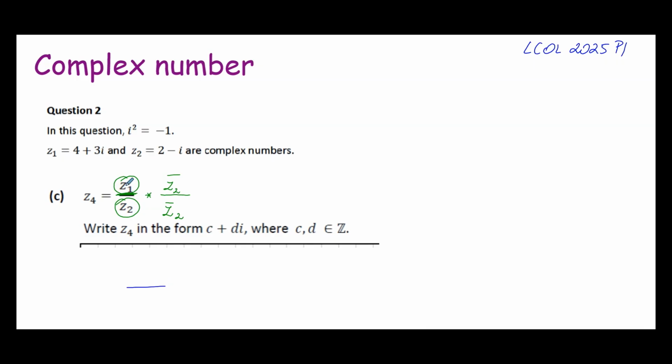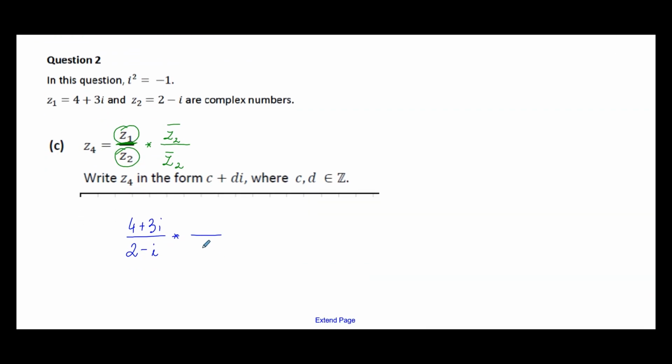On top of the fraction, we have z1, the first complex number, and that is 4 plus 3i. And on the bottom of the fraction, the denominator, we have the second complex number, 2 minus i. So we're going to be multiplying that by another fraction, and we're going to write the conjugate of that number at the bottom of the fraction. So what do we mean by the conjugate? The real value remains the same, so it will be 2, but the imaginary part changes the sign to the opposite. So if I have minus i, in the conjugate I'm going to have plus i.